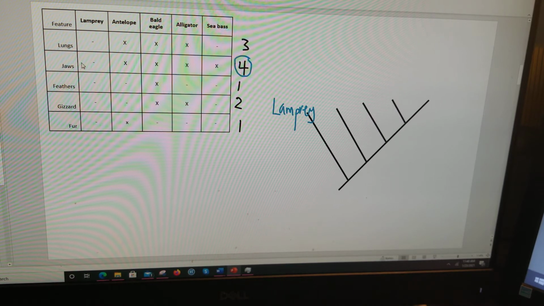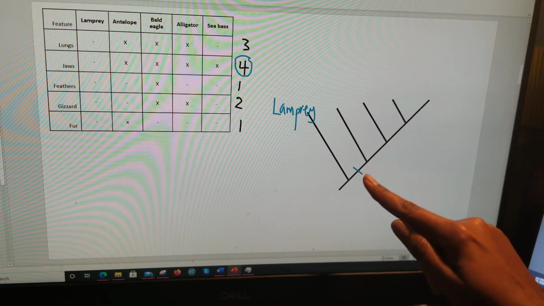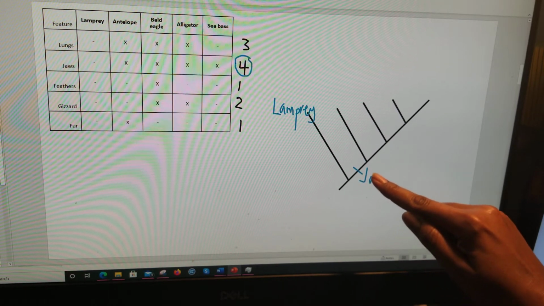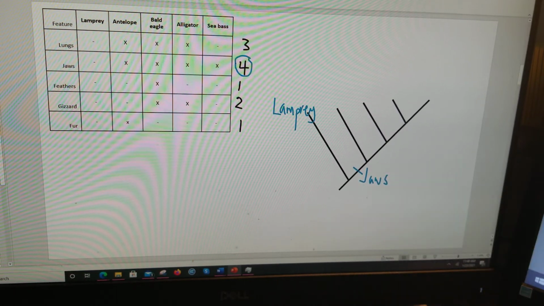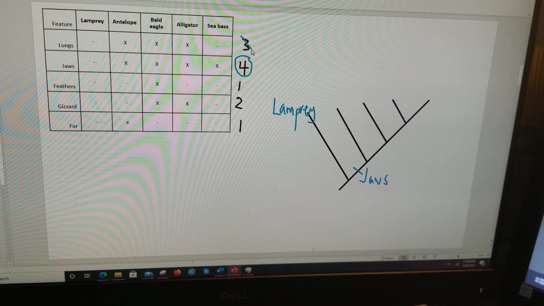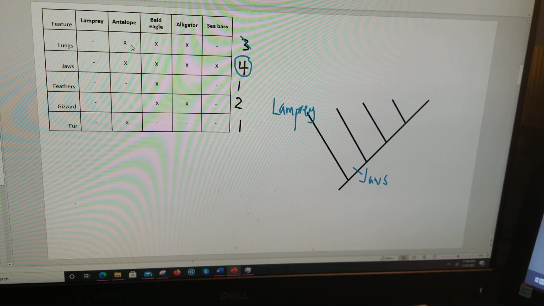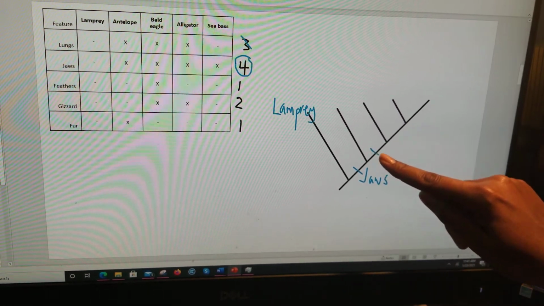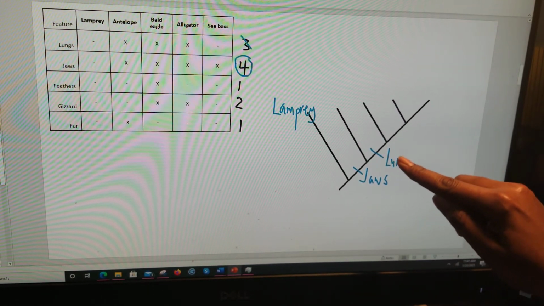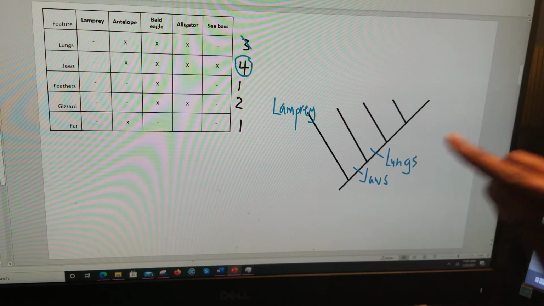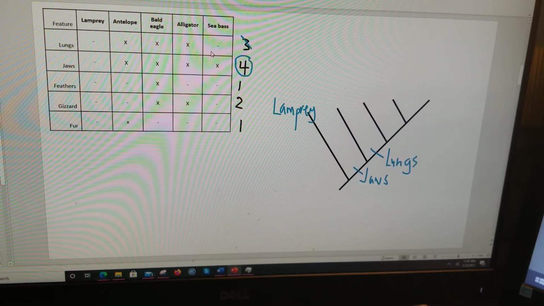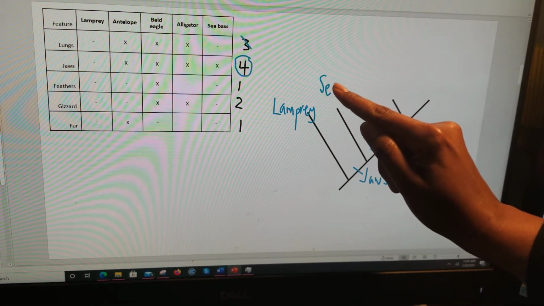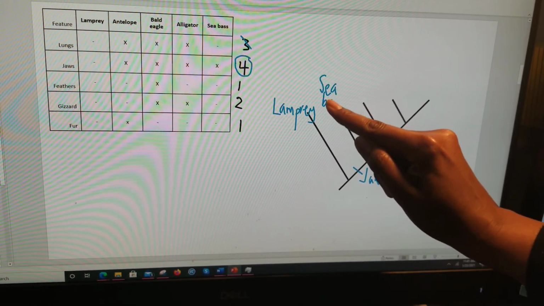So the jaws is the most common feature. So it means that jaws will be coming right here next. Then the next most common feature would be the lungs, where we have 3 organisms with that here: the antelope, the bald eagle, and the alligator. The sea bass and the lamprey do not have lungs. So lungs would be coming here. Now before the arrival of lungs, it means that the lamprey and the sea bass would have already been present.